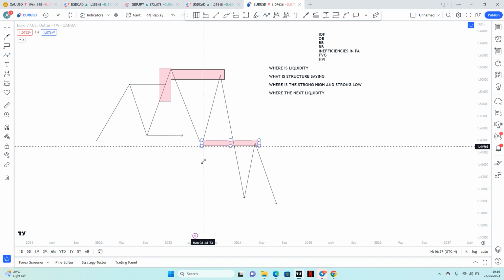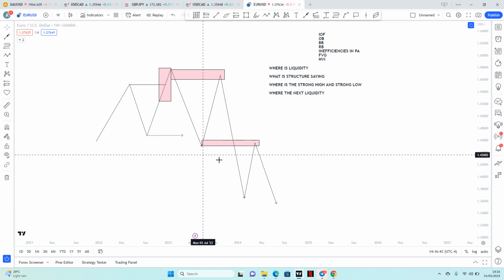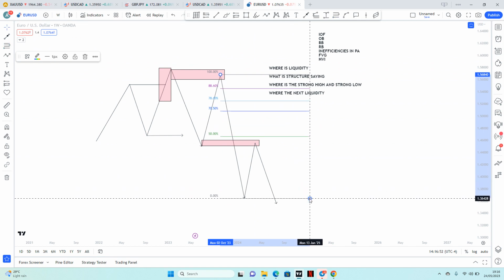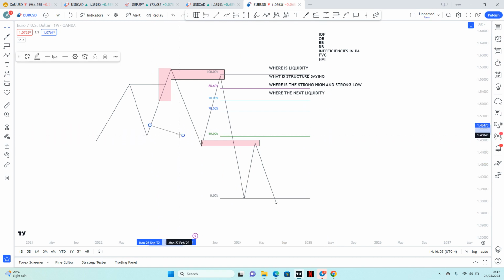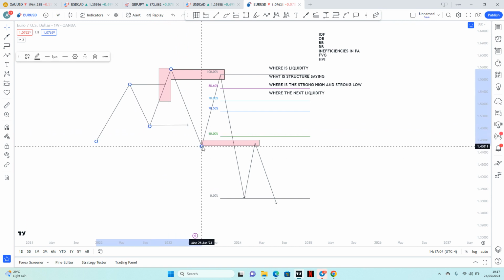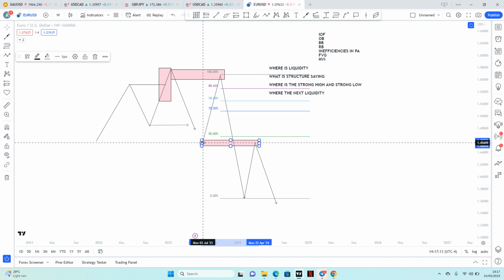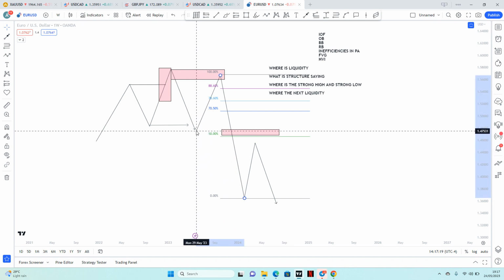For you to actually pick this as your breaker block, first, the breaker itself must be at premium if you are selling, and if you are buying, it must be at discount. Like for this one, it is not at premium, so I'll just shift it to make everything clear. But it must be at premium if you want to sell, and it must be at discount if you want to buy. That is what qualifies a breaker block.